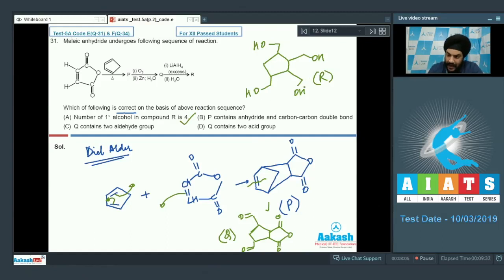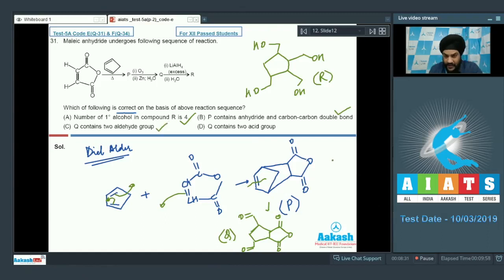If you look at option B now, it says P contains an anhydride and a carbon-carbon double bond. So this is also correct, students. P contains an anhydride and P also contains a carbon-carbon double bond. So statement B is also correct. If you look at statement C now, Q contains 2 aldehyde groups. So this is also correct, students. In the structure of compound Q, we can see that there are 2 aldehyde groups which are present. So statement C is also correct.